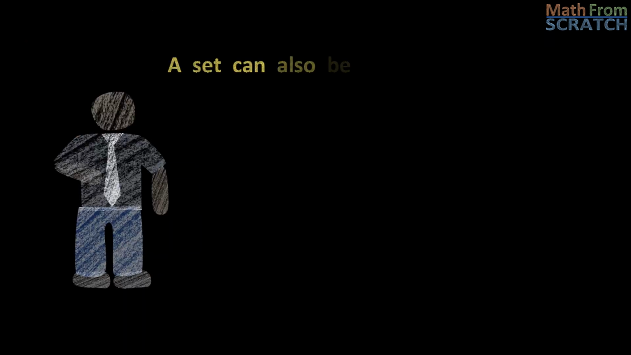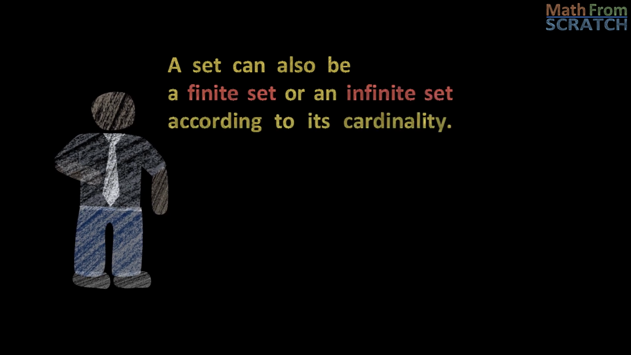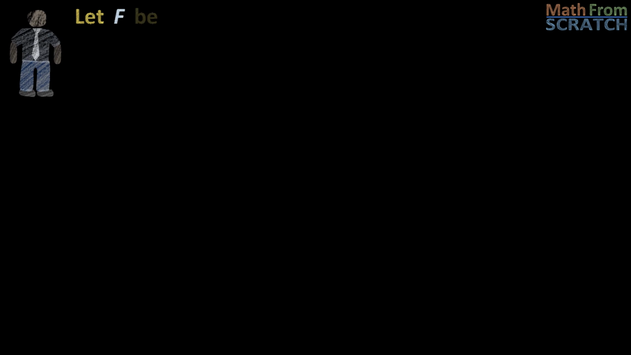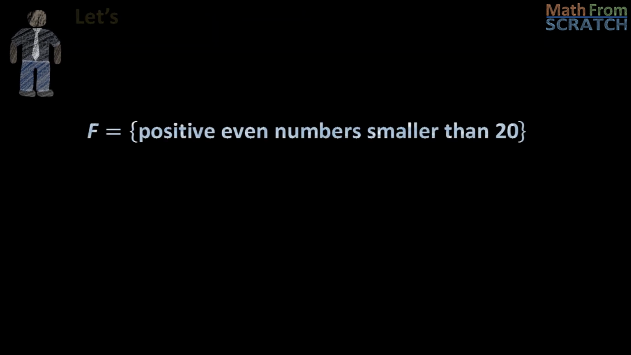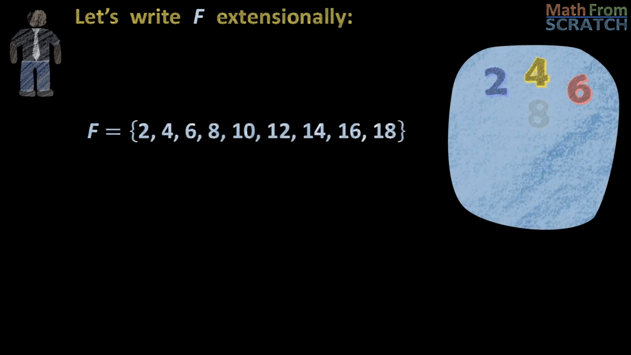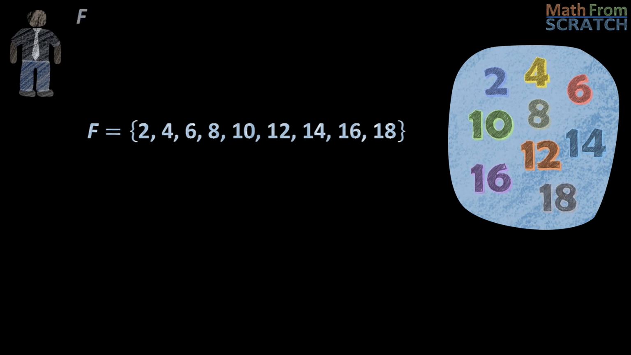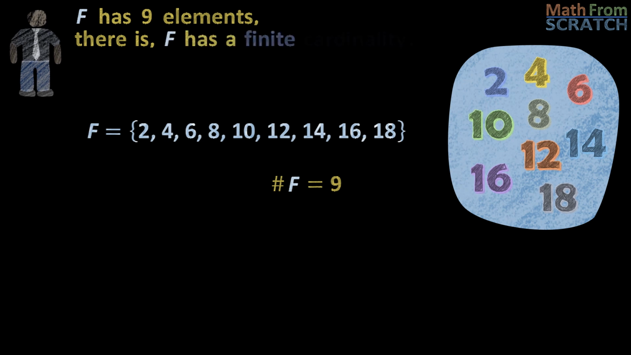A set can also be a finite set or an infinite set according to its cardinality. Let F be the set of the positive even numbers smaller than 20. Let's write F extensionally. F equals 2, 4, 6, 8, 10, 12, 14, 16 and 18. F has 9 elements. F has a finite cardinality. So F is a finite set.